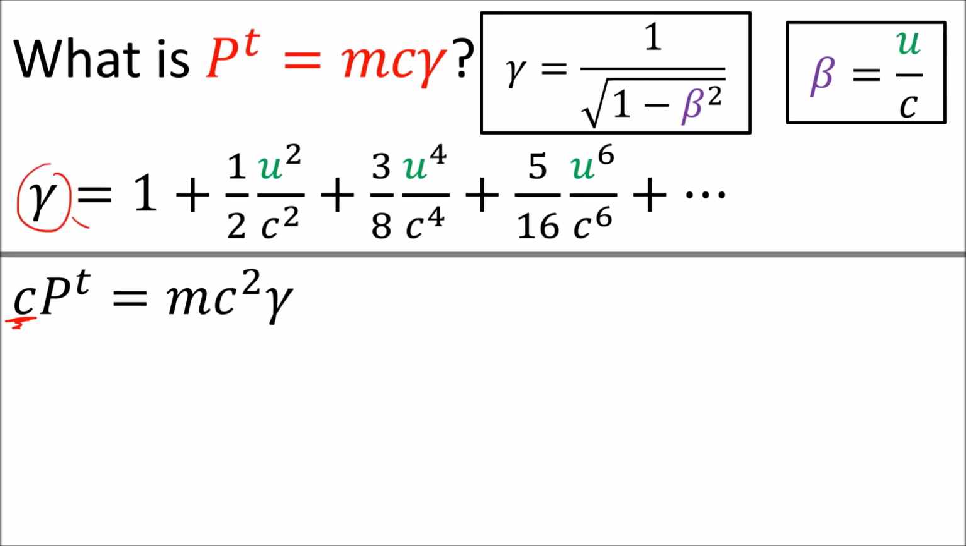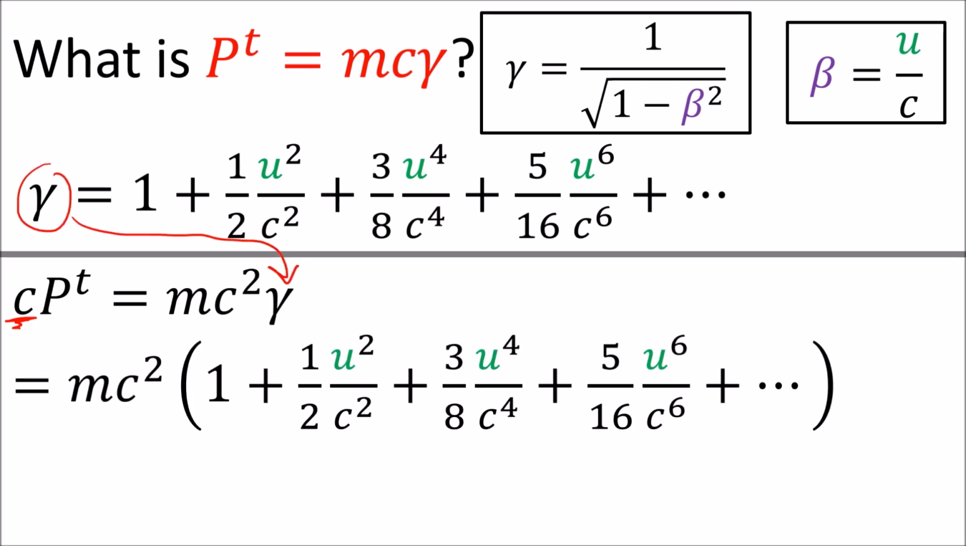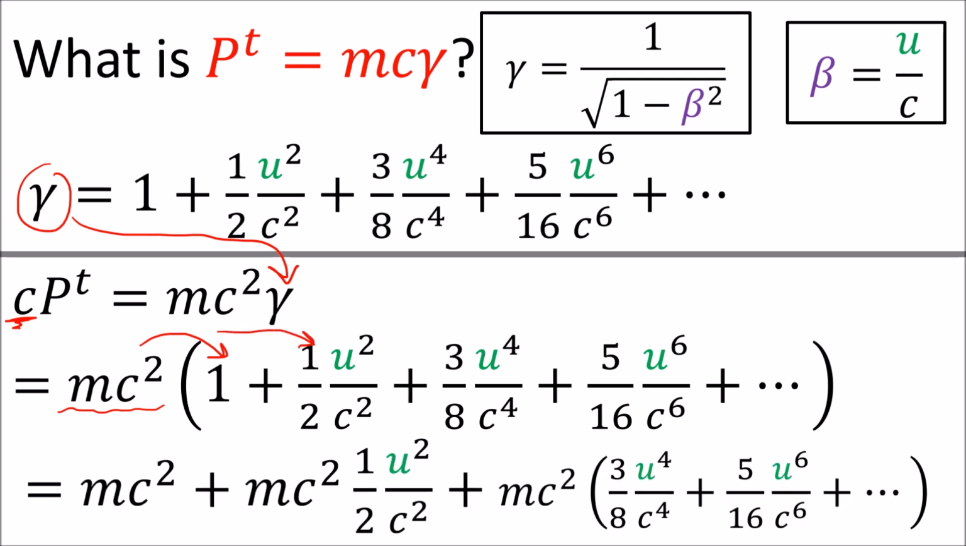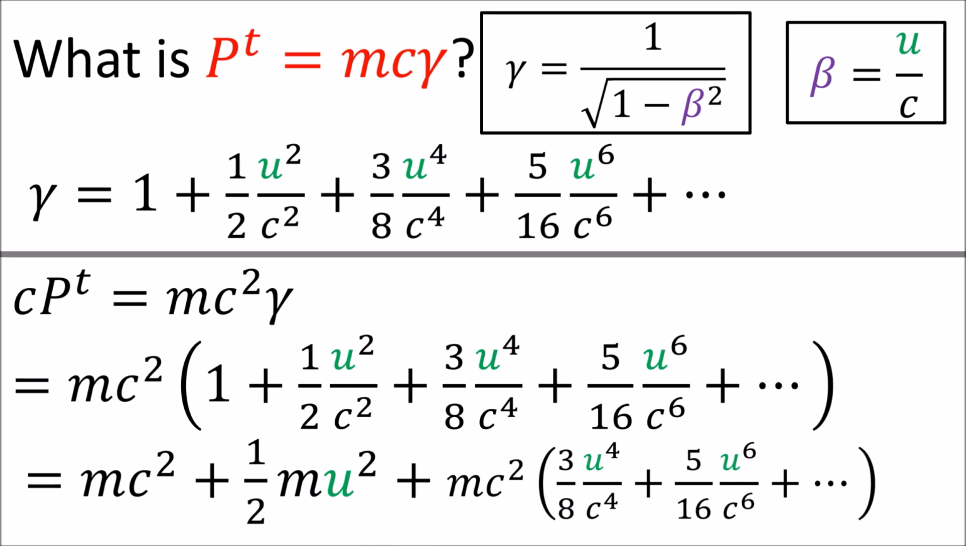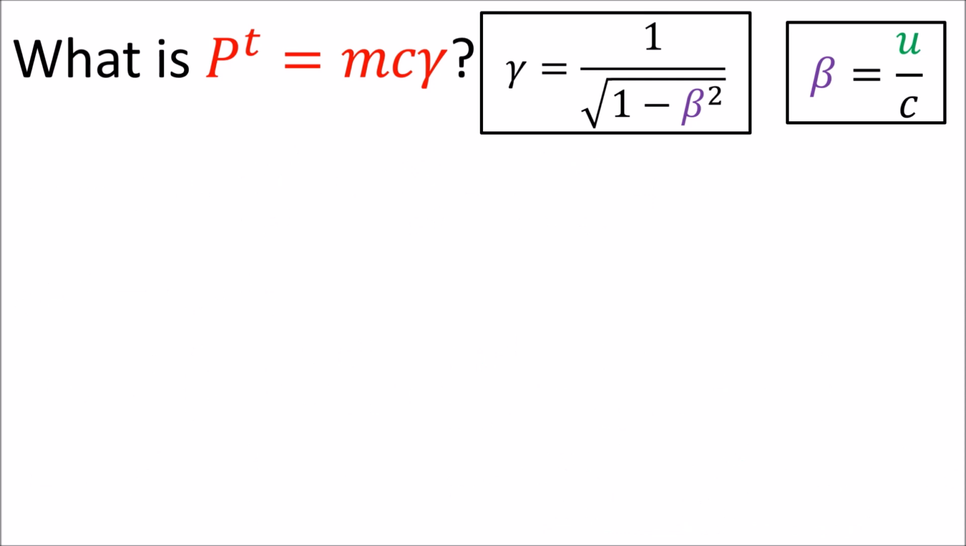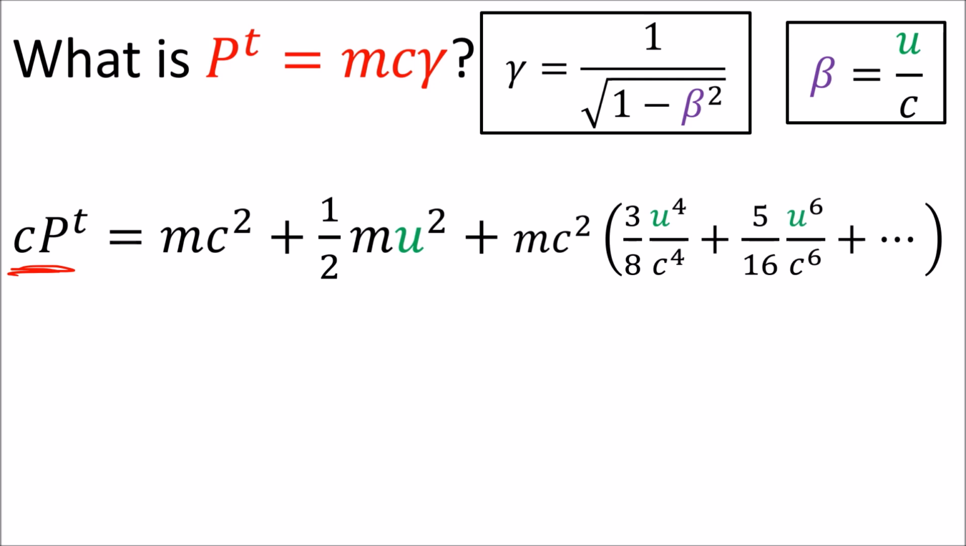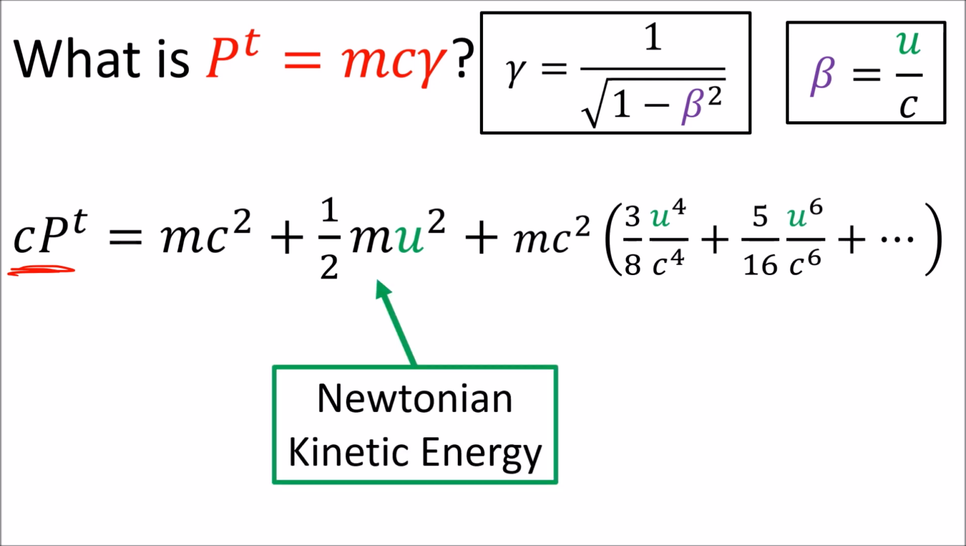If we expand gamma using the Taylor series that we talked about above, we get this. We can distribute the mc squared to each term in the series. Let's ignore the first term for now. In the second term, we see that we can cancel c squared on top with the c squared on the bottom. And the higher order terms in the series are not too important for now. So we found that we can write c times the time component of 4-momentum like this. The second term in the series is the familiar kinetic energy from Newtonian physics, 1/2 times mass times velocity squared.